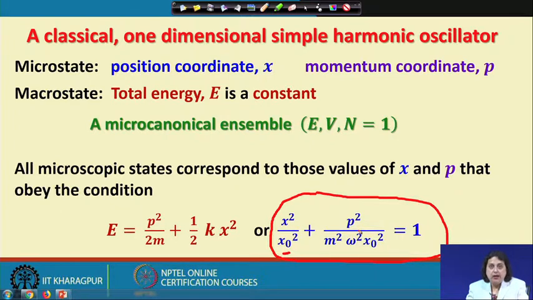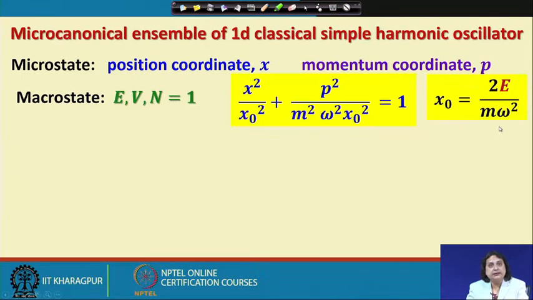Now, if I look at what happens to the phase space, I understand that all these microscopic states in the phase space, the two dimensional phase space x versus p, all the values of x and p which obey this relation will show me the accessible microscopic states of this system. So, that is what we are going to have a look at next. So, please have a look at this expression.